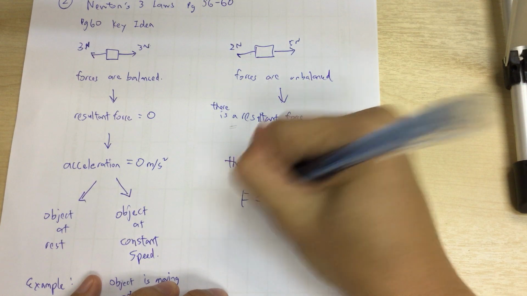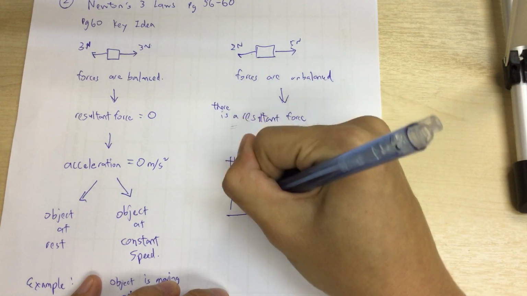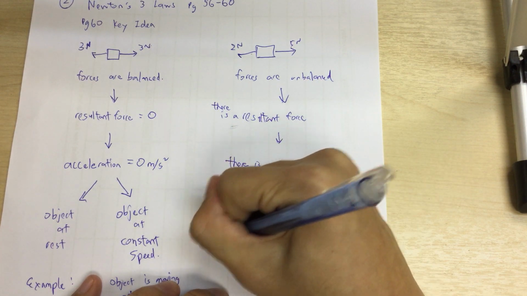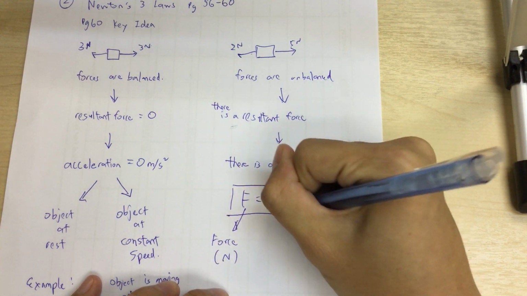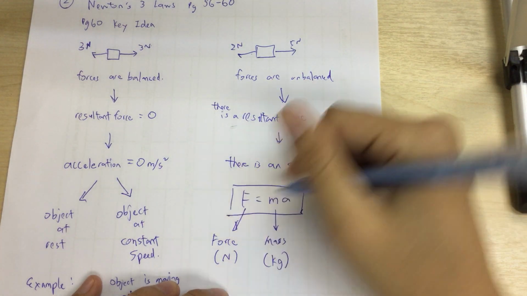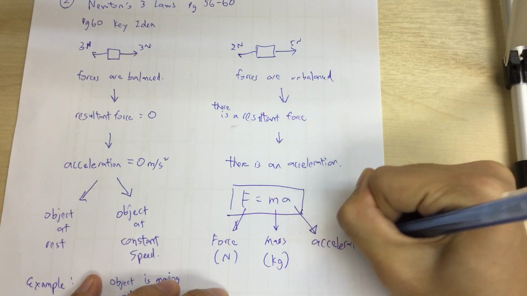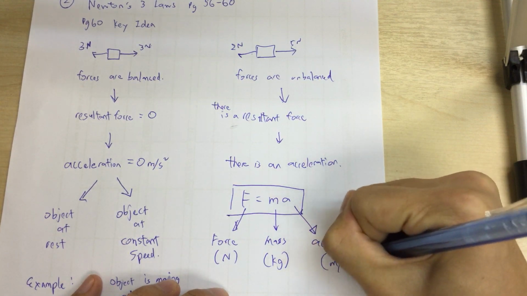There is a formula that links these 3 together under Newton's second law. So F equals ma. F stands for force, the unit is newton. m is mass, the unit is kg. Take note, you must always convert to kg. a is acceleration, the unit is meter per second square.